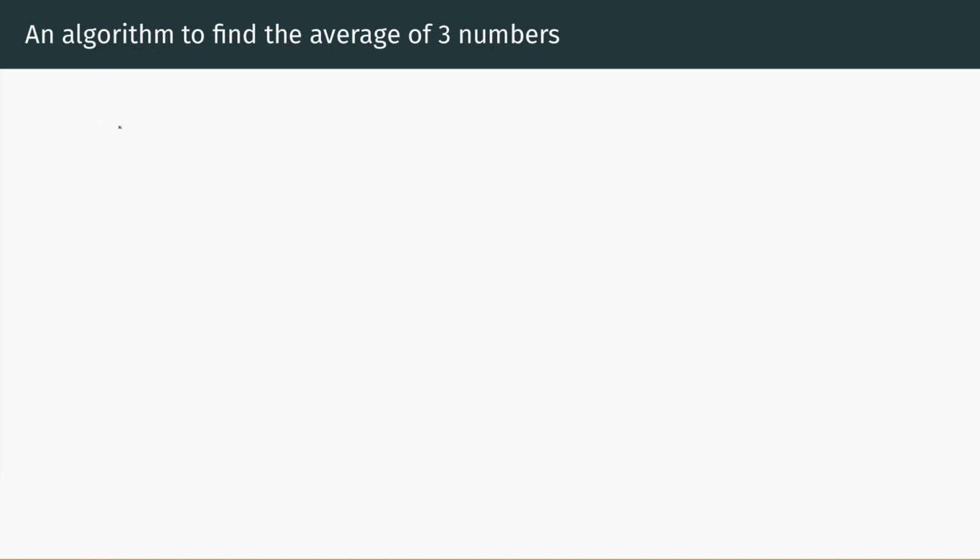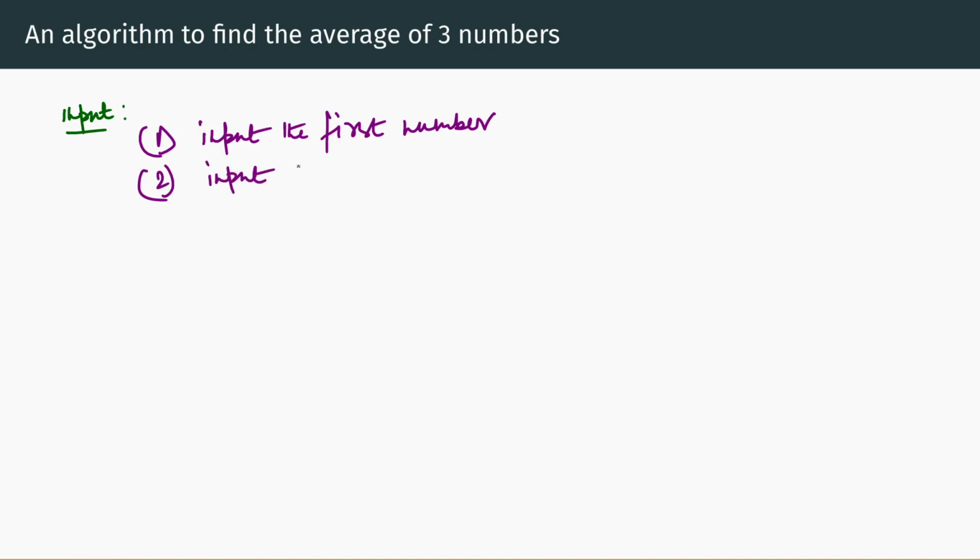Okay, so the first one would be obviously input, right? The first phase of the algorithm would be input, right? And what are the inputs? So the first step is input A, input the first number. So this is where the user gives the algorithm the first number. Step 2, input the second number. Step 3, input the third number.